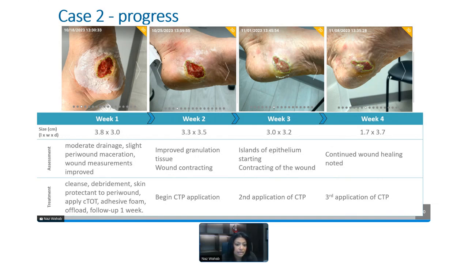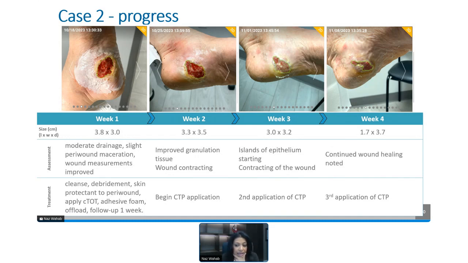In fact, we were getting such great results that nobody actually wanted to move to the CTP, the cellular tissue product. We all wanted to continue with just the topical oxygen, but for the sake of the clinical study that we were doing, we really did need to move forward, especially since in our first case we were unable to move forward because we healed in such a short amount of time. So we started the CTP here. You can see in this image at week 2, and then we continued CTPs.